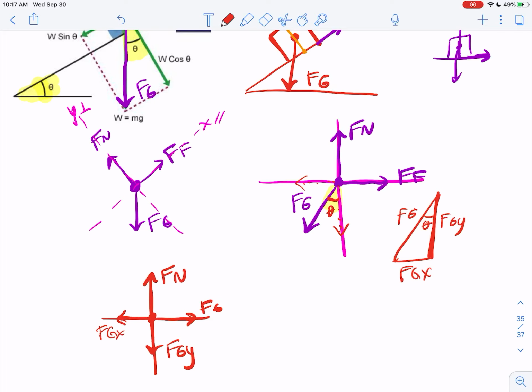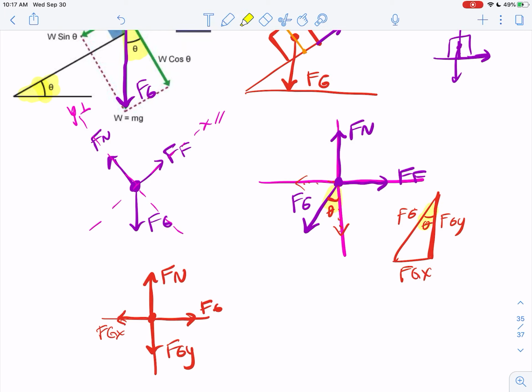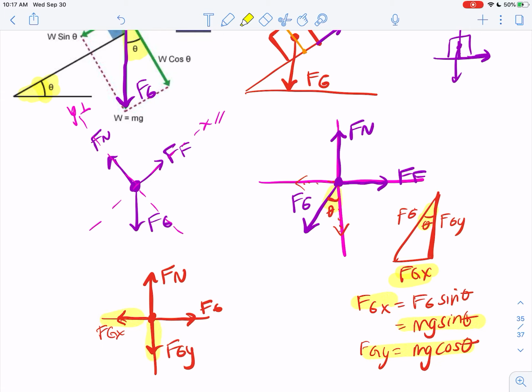Like we talked about a couple videos ago, you have to be careful with this angle, because now the theta is across from the X, so that's going to be a sine. So FGX is FG sine theta, or we could say mg sine theta. And then FGY is mg cosine theta. When you split those, those are the components you're going to use, and then you just solve it like a regular problem.